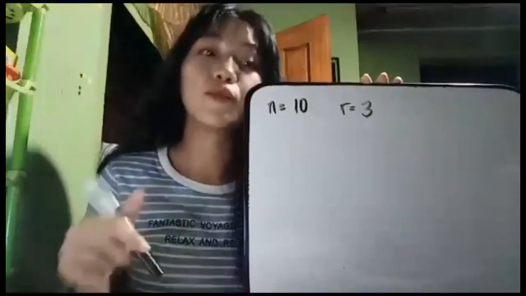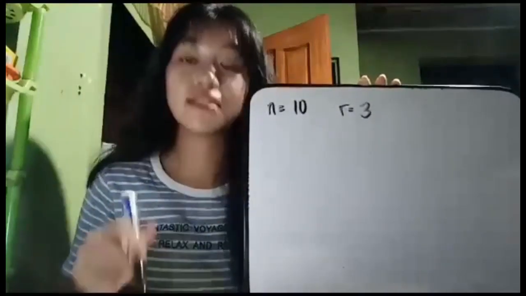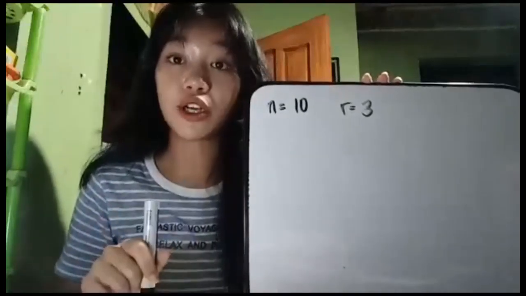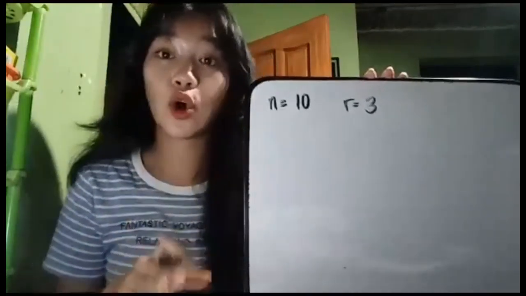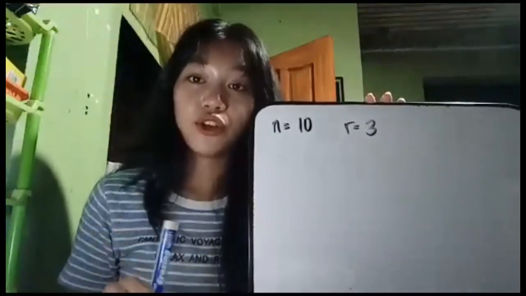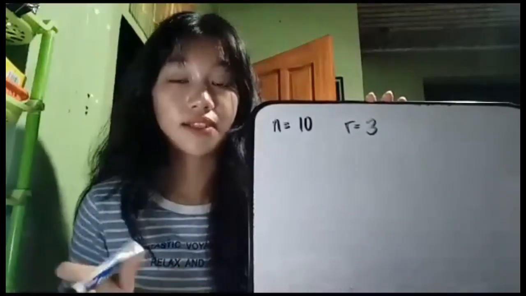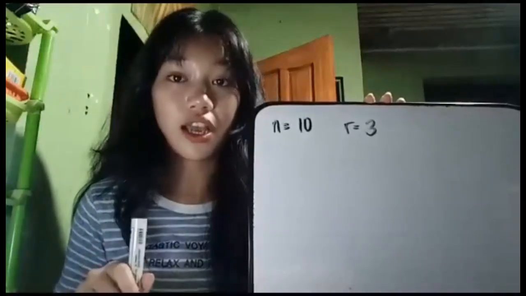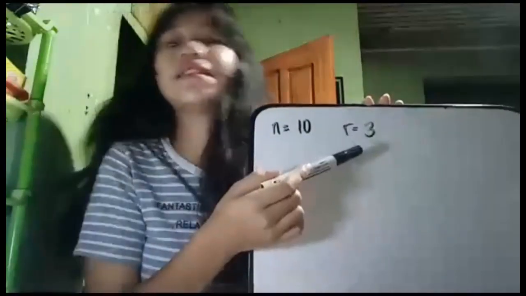Before we start solving, we need to find what the n is. So, ang n ay ang total number of objects that are present in a set. So, dun sa problem natin, makikita na ang total number of objects ay ang 10, which is 10 chefs na participant doon sa cooking contest. While yung r naman natin ay ang representation for the number of selected objects doon sa whole number of objects. So doon sa ating problem, ang need daw is first, second, and third. So first, second, and third, so that is 3. So ang naging r natin ay 3.